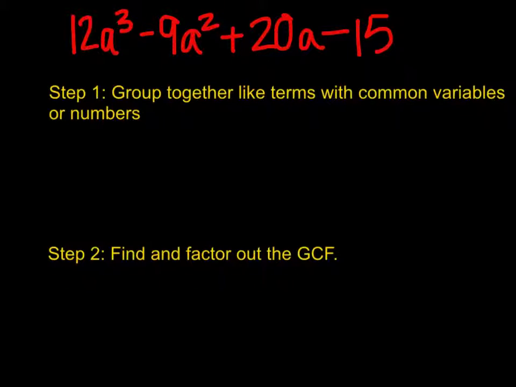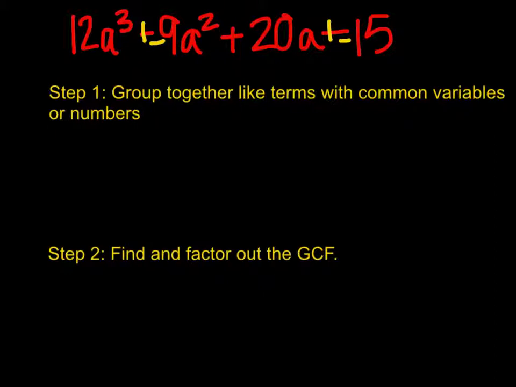To start things off, I'm going to rewrite all of these subtraction signs as adding a negative. So instead of saying 12a to the third minus 9a squared, we're going to say 12a to the third plus a negative 9a squared plus 20a plus a negative 15. Just helps us see everything.